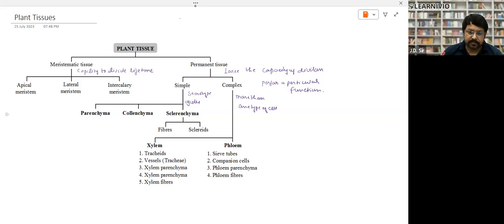We'll discuss them. Again, the complex tissues are made up of more than one type of cell. So we have divided them into two categories: xylem and phloem. Xylem is made up of tracheids, vessels, xylem parenchyma, and xylem fiber. Xylem parenchyma has been written twice, which is not correct. Again, the phloem is made up of four kinds of cells: sieve tube, companion cells, phloem parenchyma, and phloem fiber. They have been divided into four categories. Clear? So this is the classification of plant tissue. We'll start with it in the next class. Right? Got it?